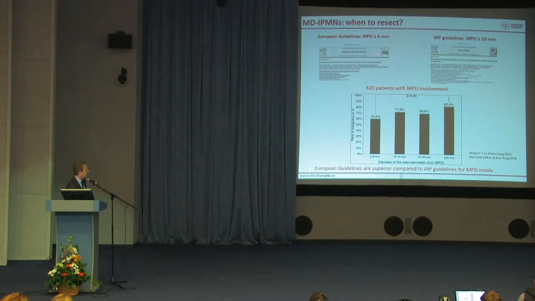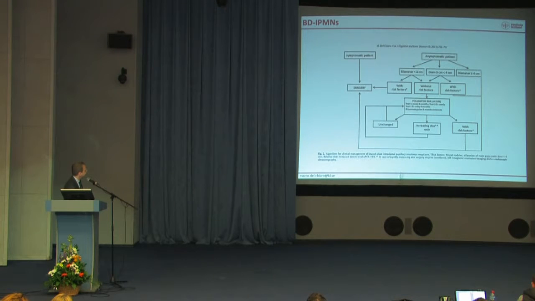I think these guidelines are, by this study, of course, validated, and it should be stressed that 6 millimeters is starting to be a quite significant dilatation. It's not a normal dilatation of the pancreatic duct. So main duct IPMN, very high risk of cancer, 6 millimeters. I would strongly recommend to follow the European guideline and go to surgery.